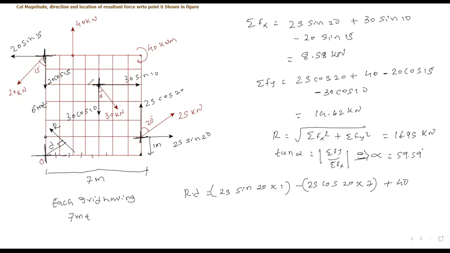So 30 sin 10 into 4, clockwise moment, plus again 30 cos 10 into 4, that will also be clockwise. I hope it is clear to all of you.